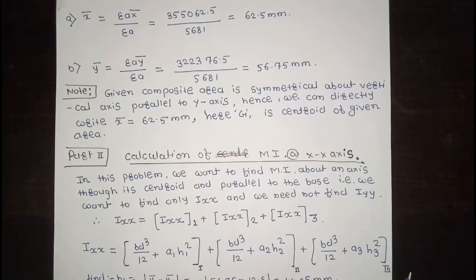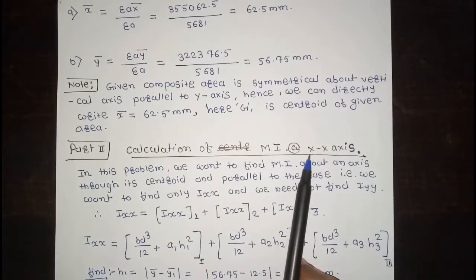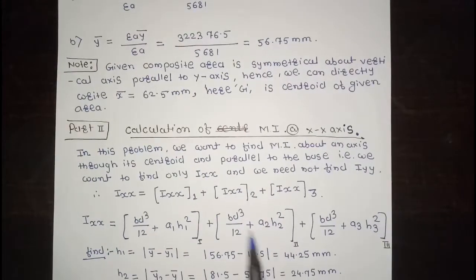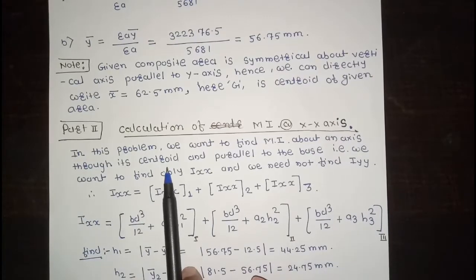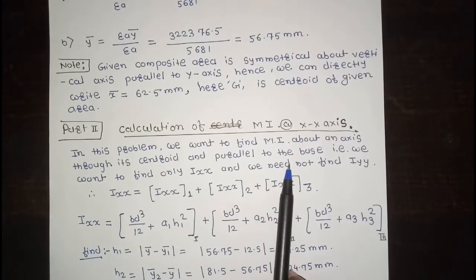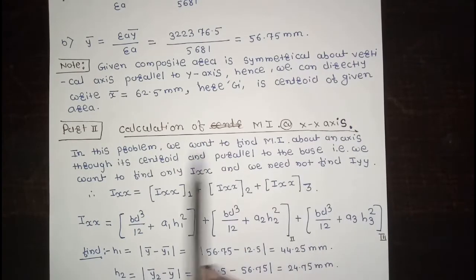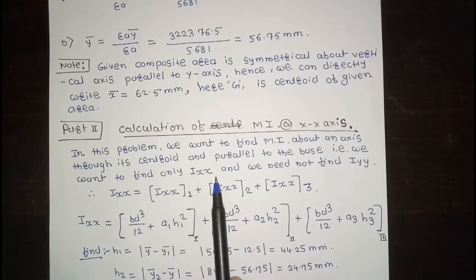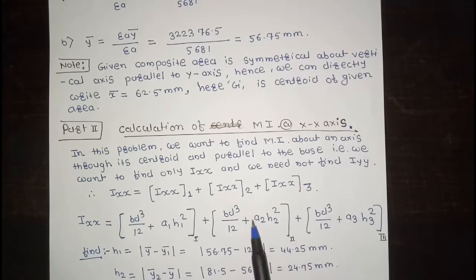Then calculation of part 2, calculation of moment of inertia about x-axis. So in this numerical we want to find moment of inertia about an axis through its centroid and parallel to the base. Parallel to the base means x-axis is parallel to the base. That is, we want to find only Ix and we need not find Iyy.